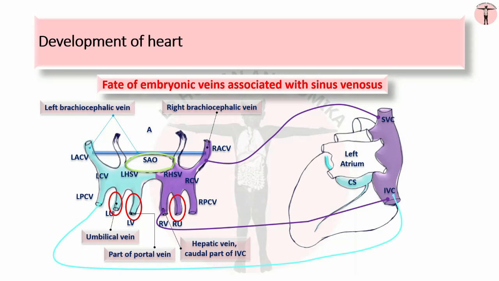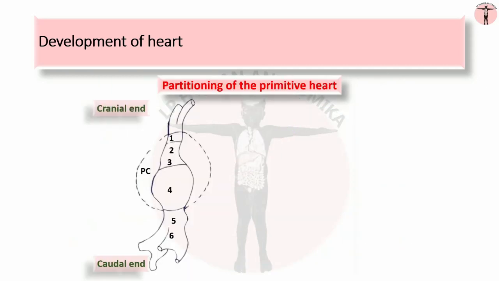The left posterior cardinal vein forms part of inferior vena cava. The right posterior cardinal vein gives rise to root or arch of azygous vein opening into superior vena cava. The left common cardinal vein obliterates. Right common cardinal vein develops into part of superior vena cava. We have completed the development of sinus venosus and its tributaries.